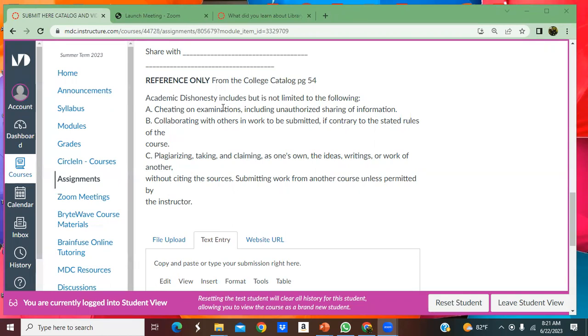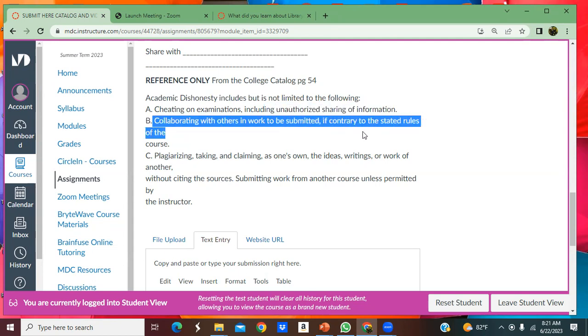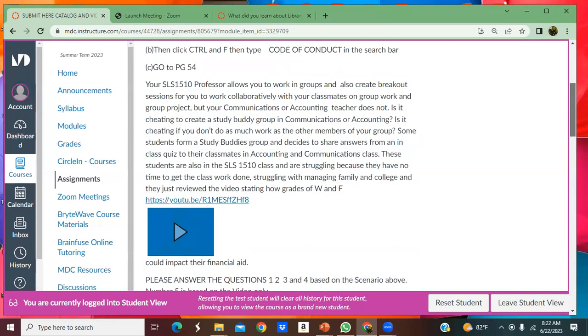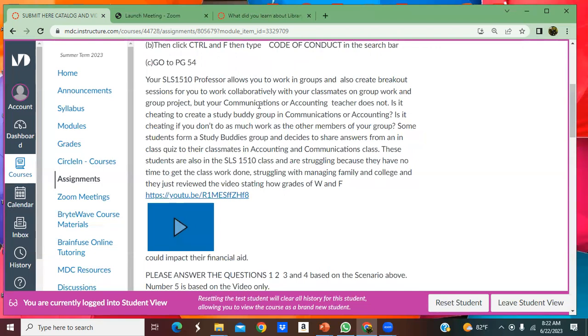So here, I want to point out to everyone that according to the college catalog, academic dishonesty includes collaborating with others in work to be submitted if contrary to the stated rules of the course. So two professors say you can't collaborate. Everybody see that? Which two classes say you can't collaborate? Communications or accounting? Very good. So that could be a problem.